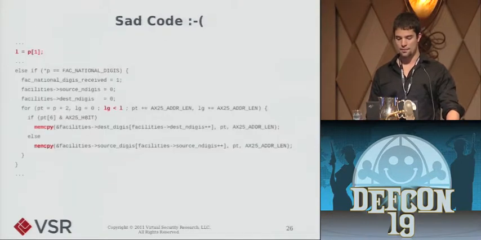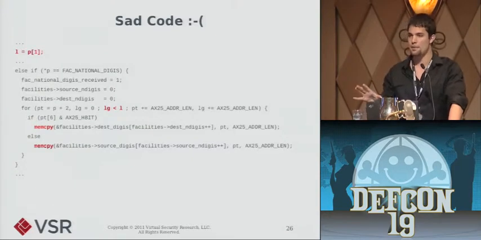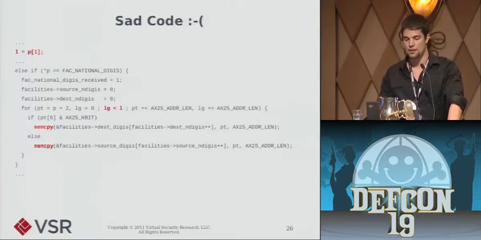And this is the sad code. You can see at the top line, they're just reading that length value right out of the frame data, using it as an upper bound for this loop that then copies data in AX25 address size chunks, which are 7 bytes, into either the destination or source array. And those arrays are living on the stack.